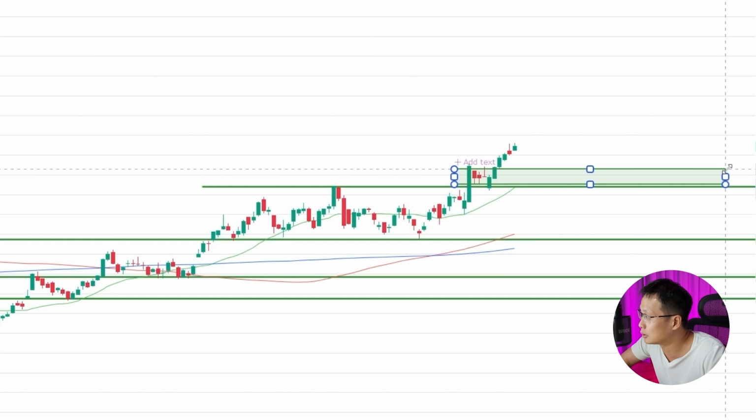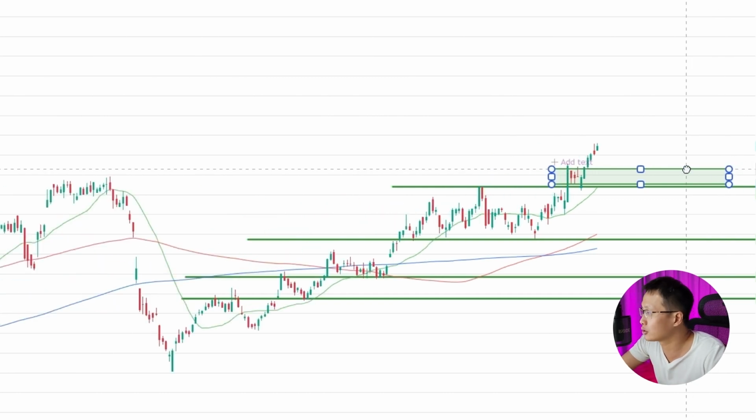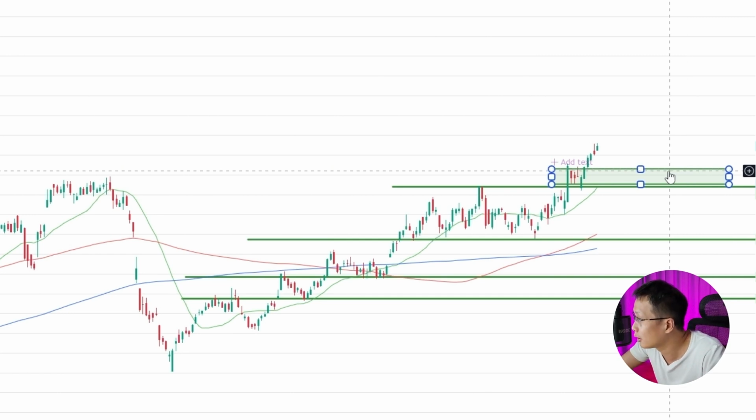All right, on step number 3. Just by drawing this horizontal support and resistance level, it gives you an idea of where we are. Are we pretty far away from the support level? Are we in the middle of nowhere? Are we near a resistance level where some selling pressure is actually coming back? So that gives you an idea of where we are.